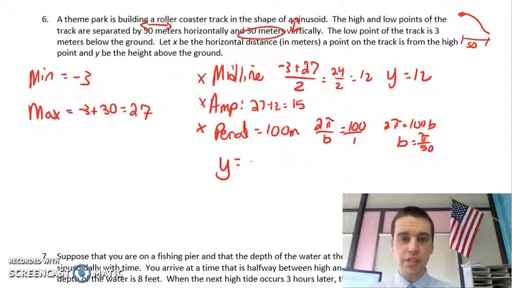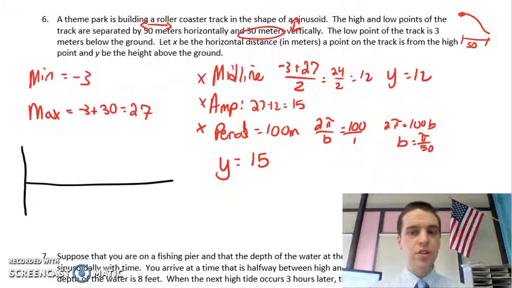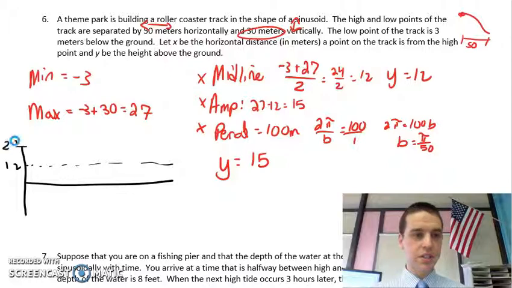y equals our amplitude, 15, sine. Well, we don't really know what it is, so let's go back and draw it so we know whether it's a sine or cosine curve. We're going to make our life a little easier and say that we're starting at the midline. We're going to do it as a sine curve. So our midline, 12, is right there. And our maximum, 27, and our minimum, -3.